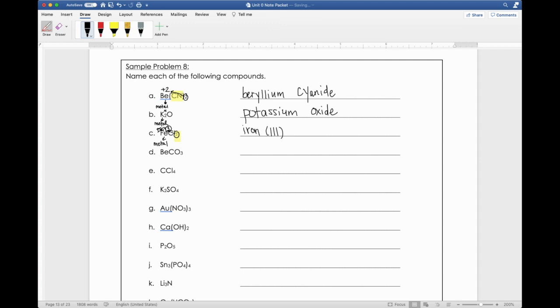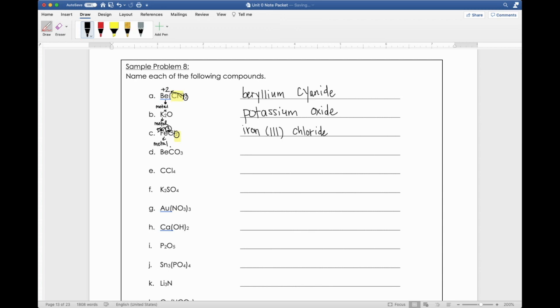Then we just say the name of the anion ending with "ide." So in this case, we would just say chloride. Notice the difference between C and A and B. So iron has more than one charge. You have to say what the charge is with a Roman numeral. A and B, you don't have to because those metals only have one possible charge.